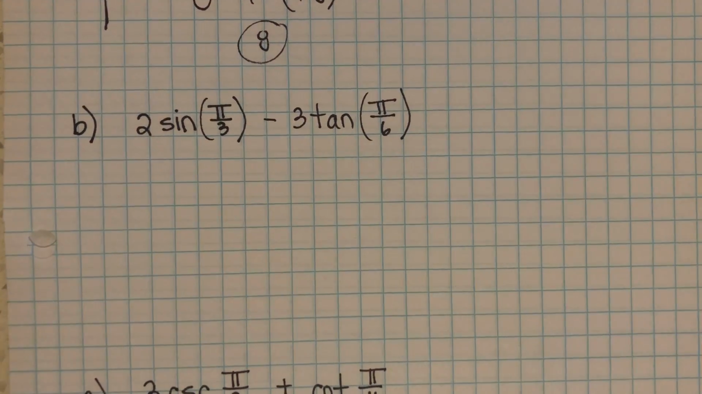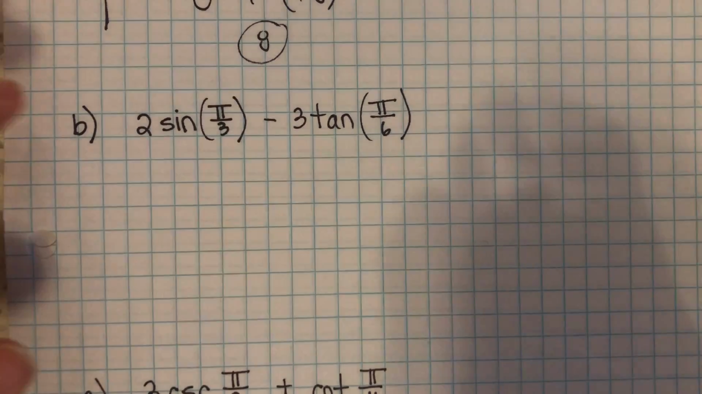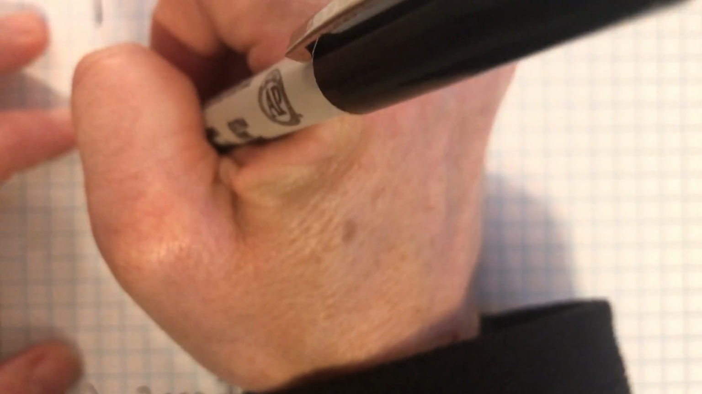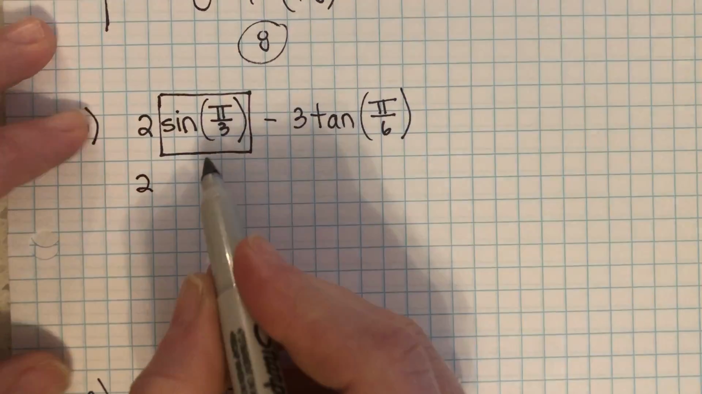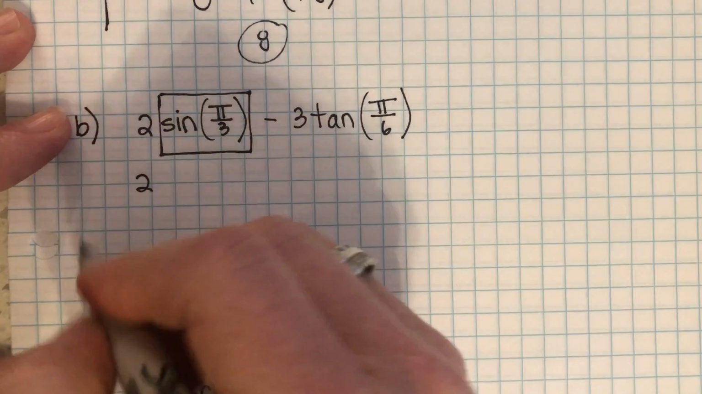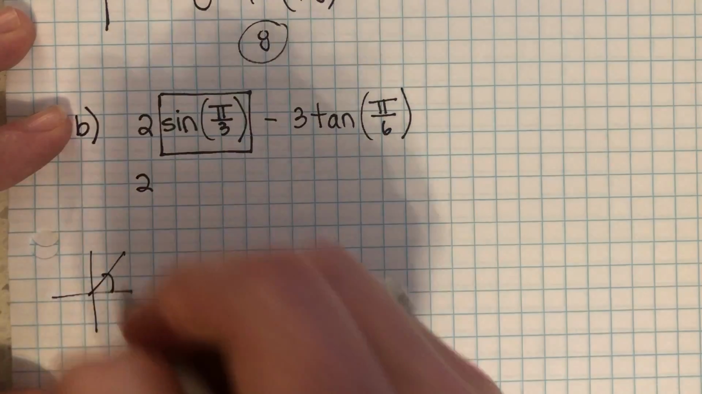2 times the sine of pi over 3 minus 3 times the tangent of pi over 6. Well, first we've got to figure out what these ratios are. What is the sine of pi over 3? So 2 times, well, what is the sine of pi over 3? Well, where does pi over 3 land? It lands right there in quadrant 1.